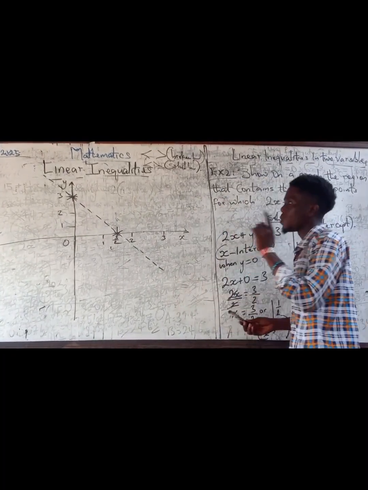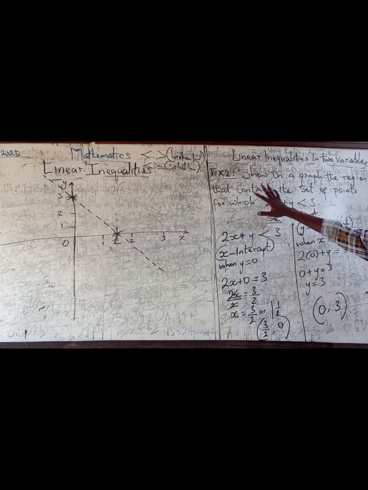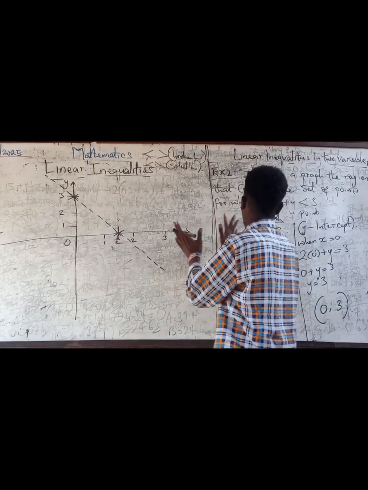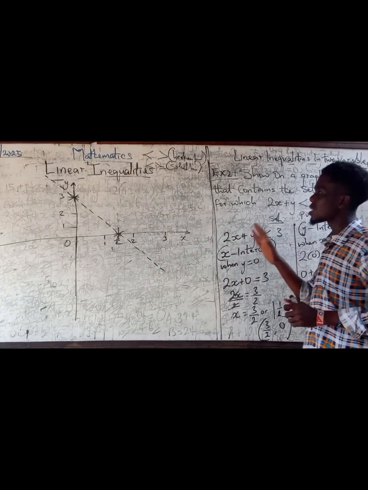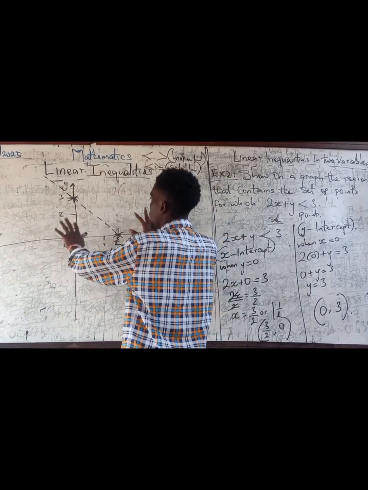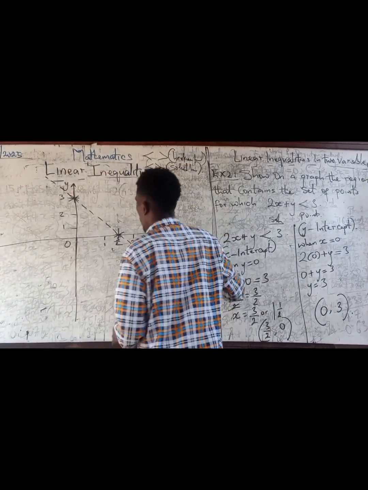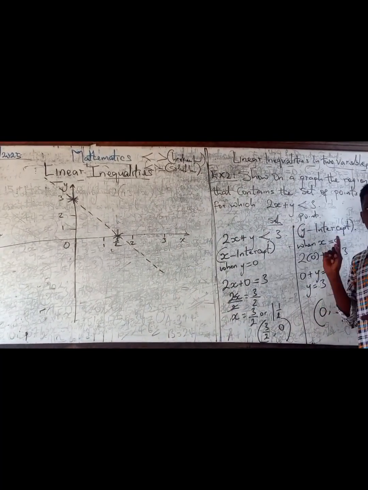So now, we are not done. Just one more step and then we are done with this question. Now, it says show on the graph the region. So we have to show on this graph the region that satisfies this inequality. So what region satisfies this inequality? In this graph, we have different regions here. We have this region, we have this region, but what particular region satisfies this inequality?